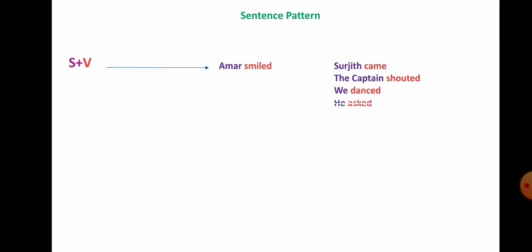The first type or the first pattern of a sentence is the minimum pattern, that is the SV pattern, where the subject and the verb come. For example, Amar smiled. If we want to go for more examples, we can say Surjit came. The captain shouted. We danced. He asked. Here Surjit, the captain, we, he, all are the performers of an action, the subject. Whereas came, shouted, danced, asked are the verbs or the actions.